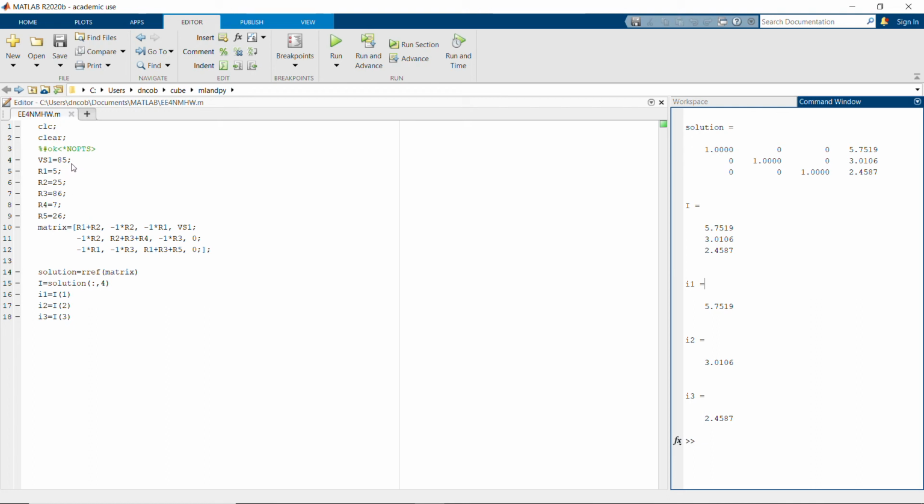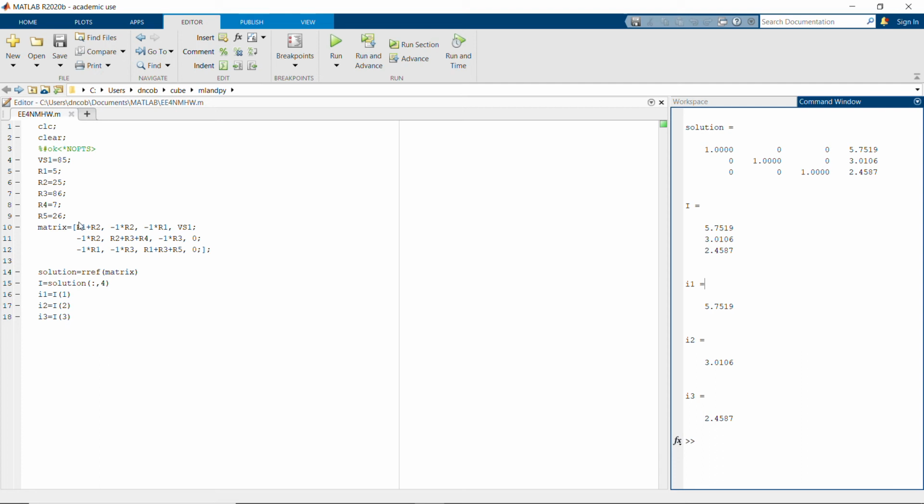And a note about these semicolons, all they're doing is suppressing the output. So what that means is if I did not include this, over in the command window we'd see this, it'd just say VS1 equals 85. We don't need to see that because we already know what VS1 is. So I just suppressed that.